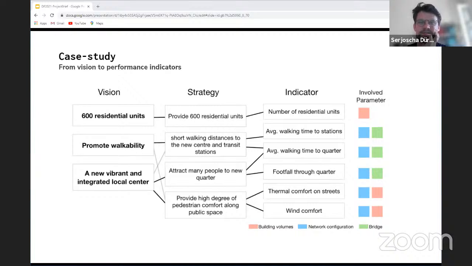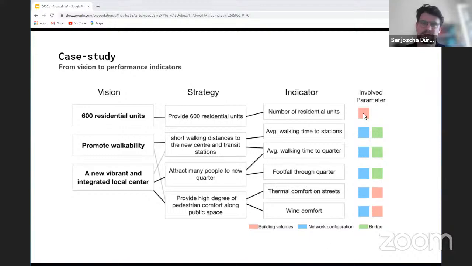Then the next step is to operationalize these abstract goals into actionable strategies before finally defining indicators to quantify the degree of success. And of course, the most important part here is the term quantifying, because these need to be numbers that we can easily measure and express in simple terms.